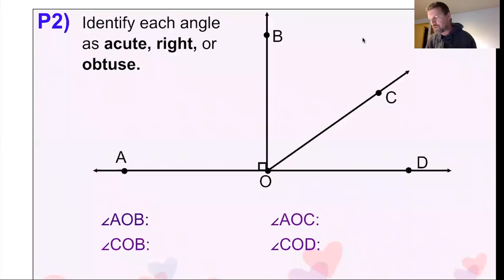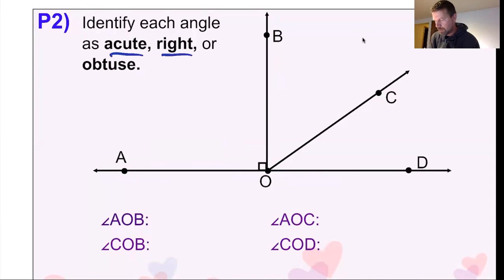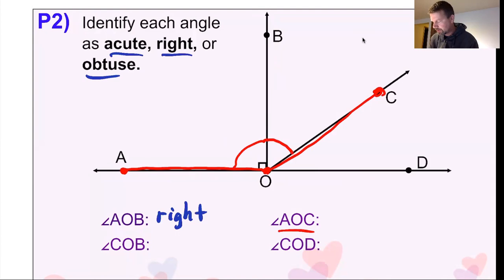Identify each angle as acute, right, or obtuse. So angle AOB, A to O to B. This angle has that little box right there, and that little box we learned means 90, so that's a 90 degree angle. Remember that one? That's the right angle. Next, it's asking for AOC. That'd be from A to O to C. That's definitely bigger, right? If this was 90, that's more than 90. So one that's more than 90 degrees is obtuse.